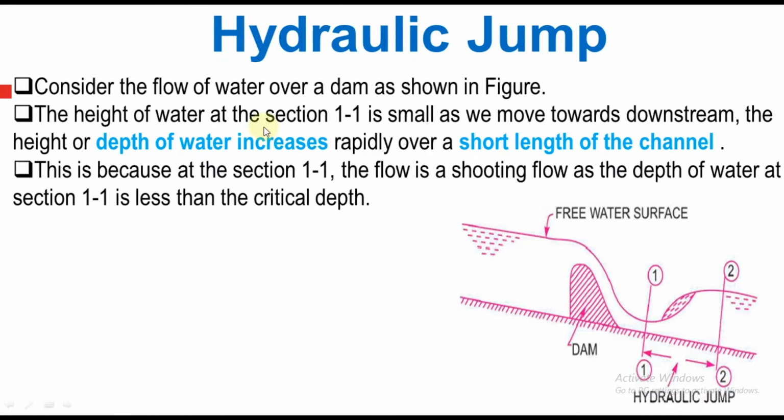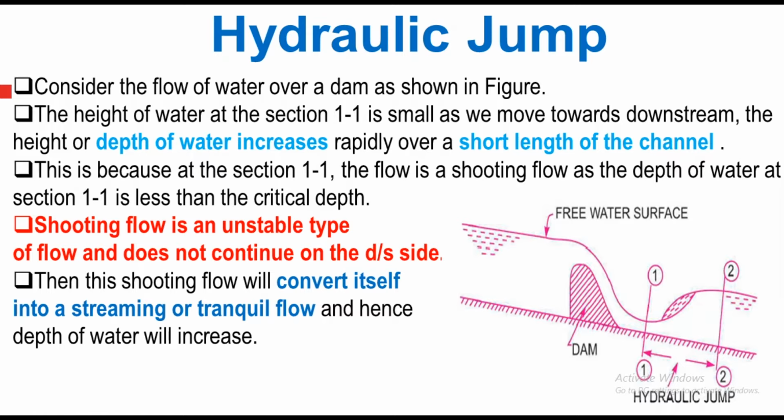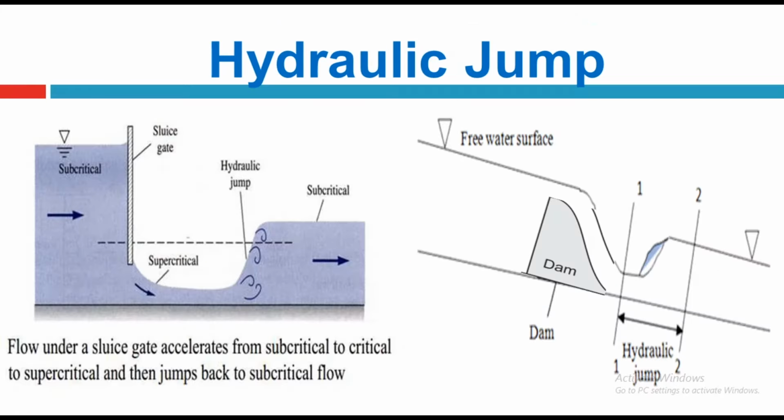So the depth of water goes on increasing rapidly over a short length of the channel. In this section the depth of flow has increased suddenly, and if you see this particular portion, my depth of flow has become equal to the critical depth, and again becomes lesser than the critical depth. As we have discussed, the shooting flow is unstable in nature and is not going to continue on the downstream side, so it will itself get converted into subcritical flow, or streaming or tranquil flow. Due to this conversion, the depth of flow will increase suddenly over a very short length, and this transformation is known as hydraulic jump or standing wave.